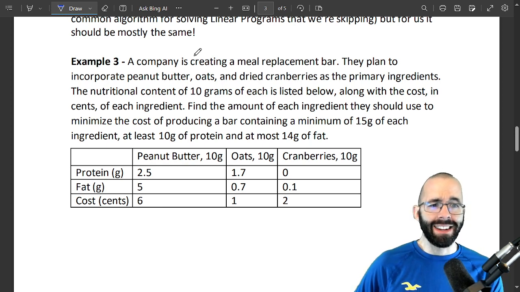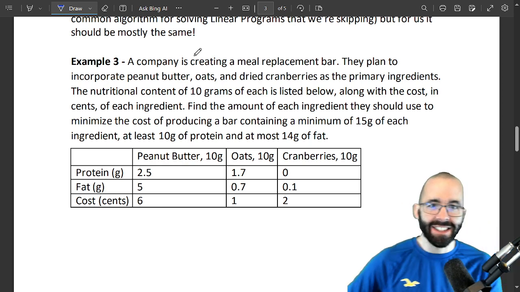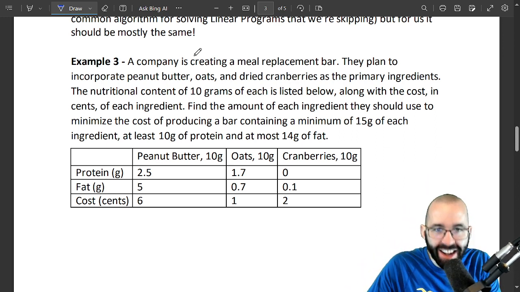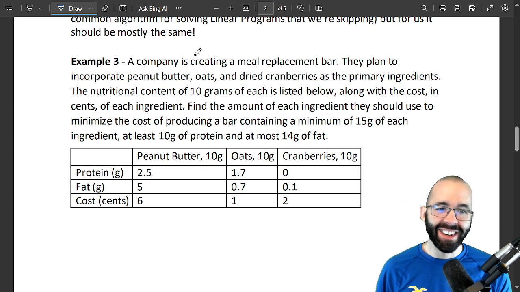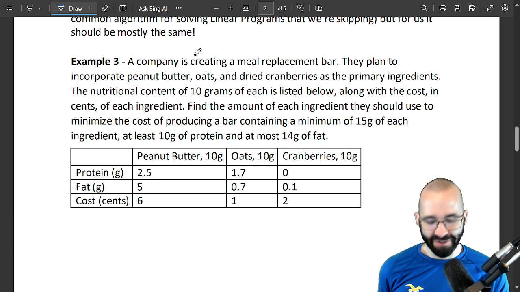We don't care about taste here. We don't care about taste. This is a meal replacement bar, okay? Not a Happy Meal. Just give us what we need to survive. I don't care if it tastes like garbage.